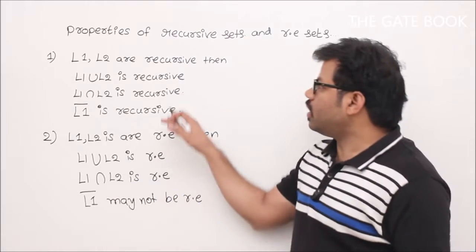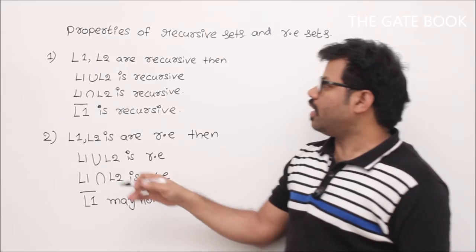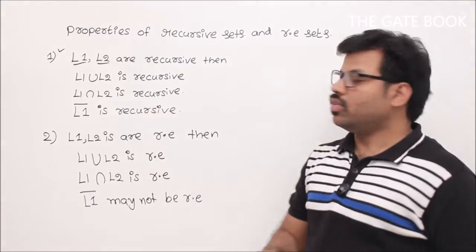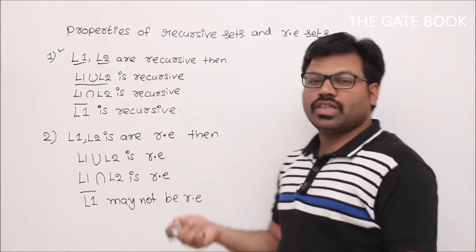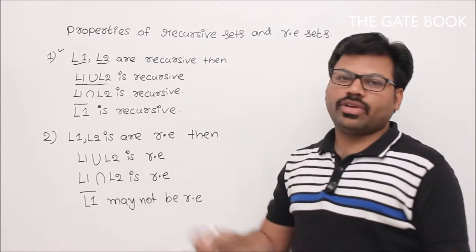Now we'll see some properties of these recursive and recursively enumerable languages. First we begin with recursive languages. When you have two recursive languages L1 and L2, then their union is actually recursive, like regular. We have seen properties of regular languages, right? In the same way we can see recursive language properties.